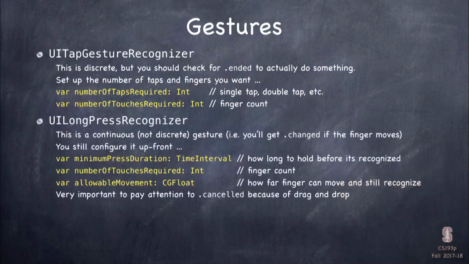There's also long press. Okay, long press is you hold your finger down on the screen for enough time and it starts recognizing it. This is surprisingly a continuous gesture because as you're holding it down, your finger might be moving a little bit, and that's okay. It's not a pan, okay, because it can only move a little bit. But if it does move a little, you'll get .changed, okay? And you can configure how much movement you allow and how long it has to be pressed before it's a long press.